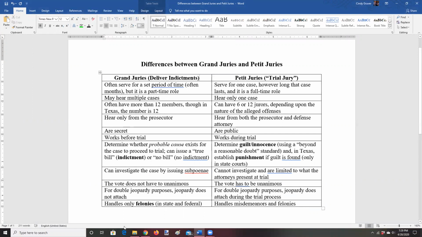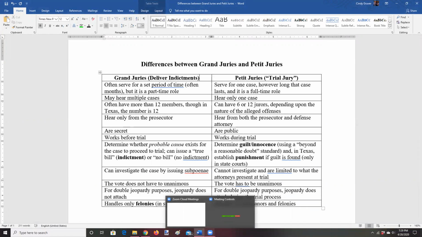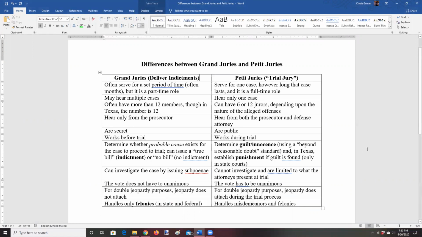The information in this chart is all that you'll need to know for the test. And even there, you won't have to regurgitate every single fact, but you should be able to recognize these facts when you see them in a true, false, or multiple choice test. And you ought to be able to write intelligently about what a grand jury is and what a petit jury is and what the differences are between the two of them if you were given that, say, as an essay question. So let's get started.